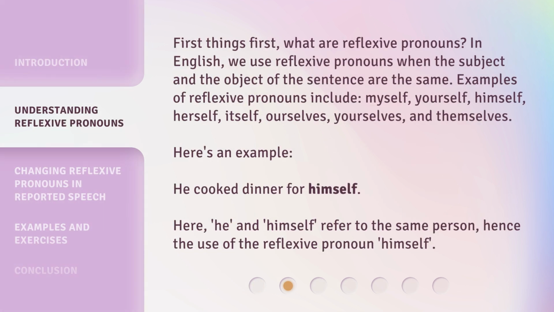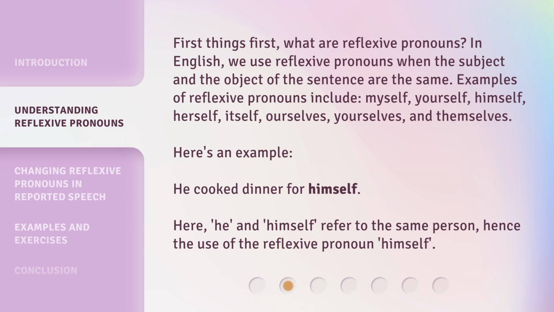First things first, what are reflexive pronouns? In English, we use reflexive pronouns when the subject and the object of the sentence are the same. Examples of reflexive pronouns include myself, yourself, himself, herself, itself, ourselves, yourselves, and themselves.